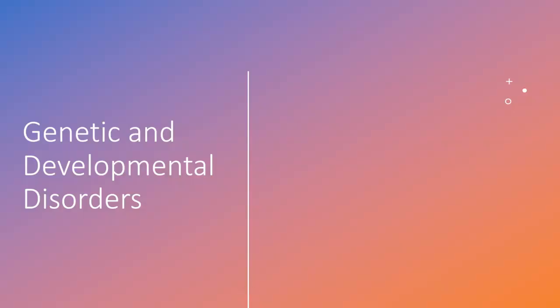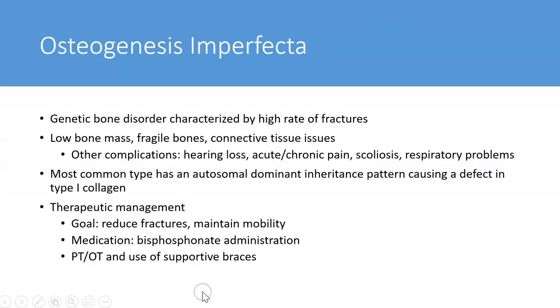Next, we will discuss several genetic and developmental disorders. The first disorder we will discuss is osteogenesis imperfecta. This is a genetic bone disorder where we see a high rate of fractures. The patient has a low bone mass, fragile bones, and other connective tissue issues. Other complications we see related to osteogenesis imperfecta include hearing loss, acute and chronic pain, scoliosis, and associated respiratory problems.